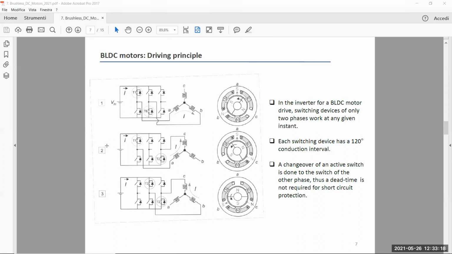Then we have operating mode number 2, in which we have to switch from A plus B minus to A plus C minus. In that situation, we have to activate the T1 transistor in the leg A and then the transistor T2 in the leg C, while the leg B is left open, etc. So this is the typical situation that you have to manage in order to consider the operation of the brushless DC motor.